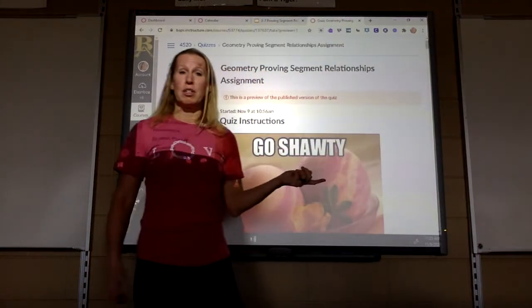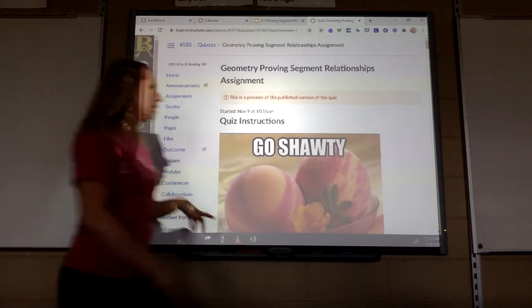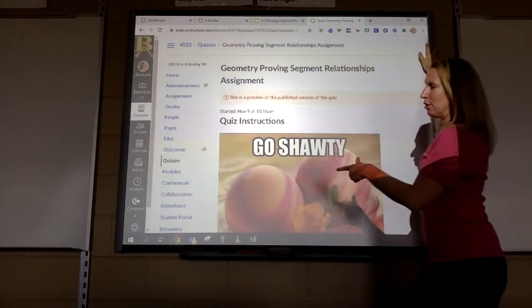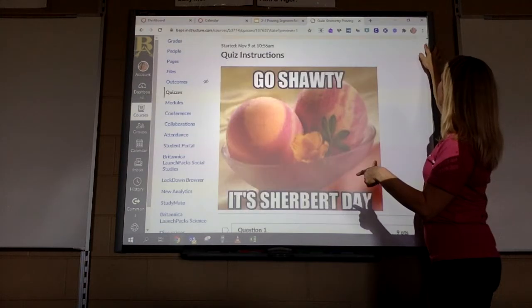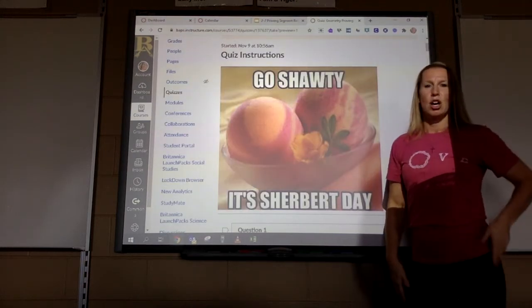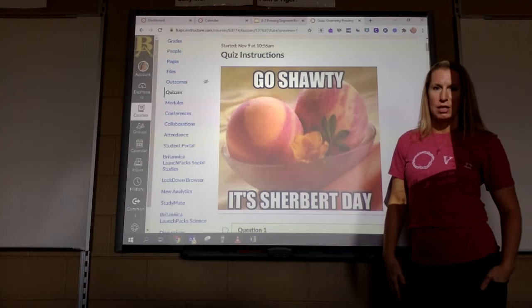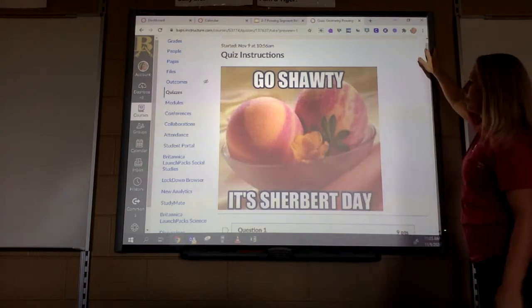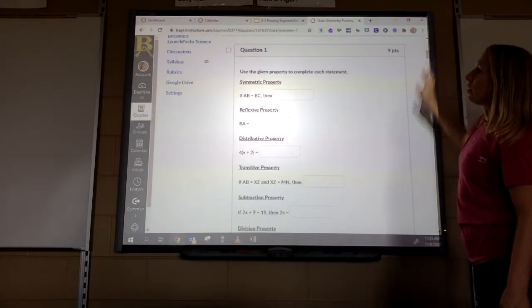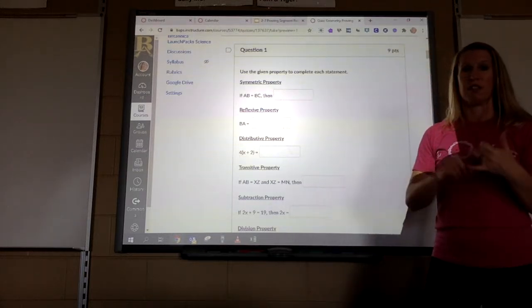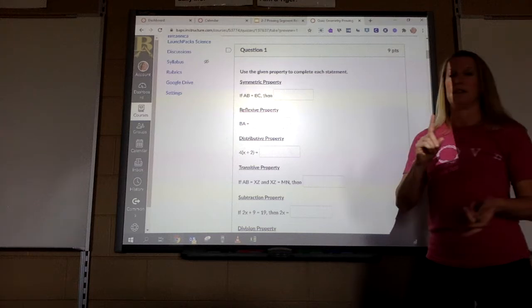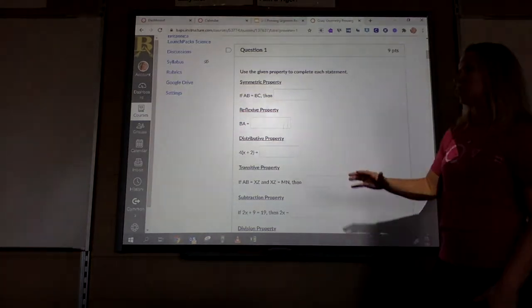Okay, go ahead and open up your assignment. On your assignment, I thought this was pretty cute too. It says, can't get it. Go, Shawty. It's Sherbert Day, because it's Sherbert. Anyway, on question 1, you're going to have to do the different properties that it tells you. This is kind of review over symmetric, reflexive, distributive property, all those different properties.